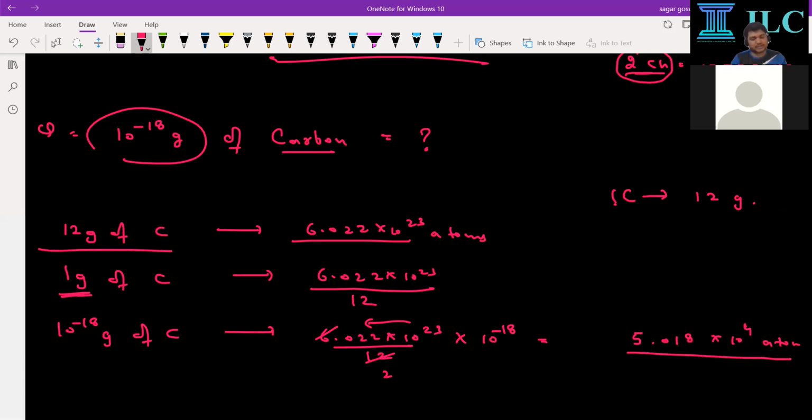In the next class, we will continue the topic of mole concept because this is very important and the main portion. We will continue with finding out the strength of solution, like molarity, normality, molality. These are very important concepts, like the mole fraction as well. We will discuss them in the next class.